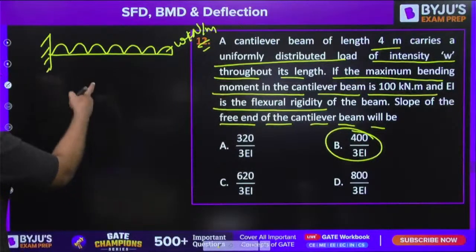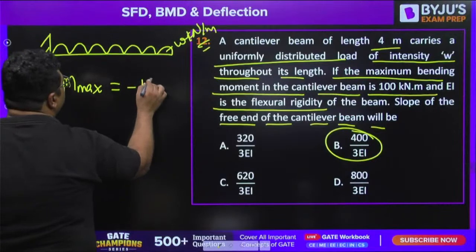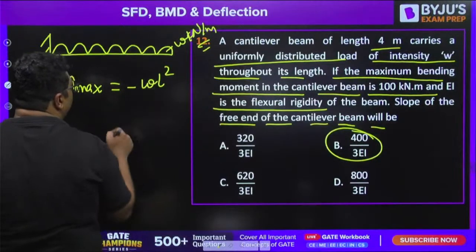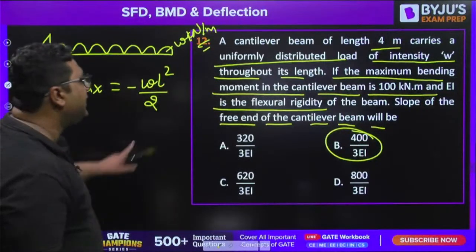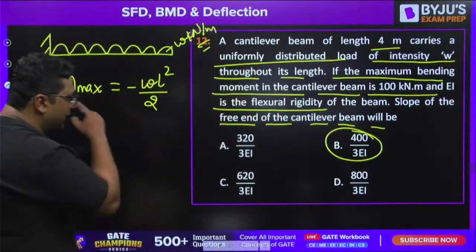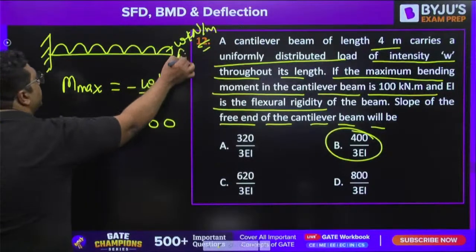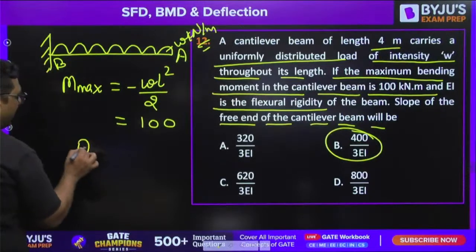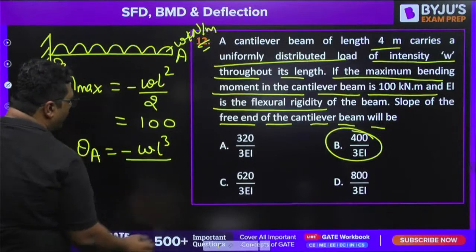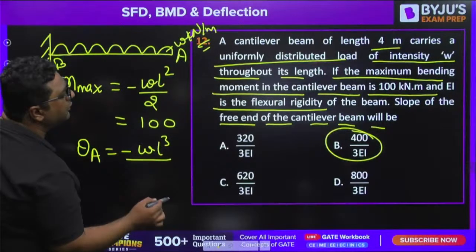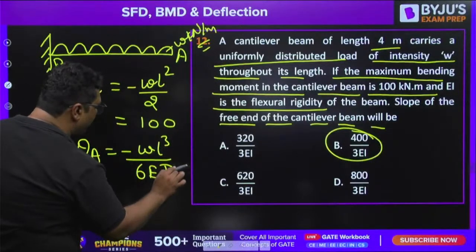So guys, if you see this, you know that the maximum bending moment at the support is minus WL square by 2. This is the maximum bending moment. And they have said that this maximum bending moment is 100 kilonewton meter. And you know slope. What will be the slope at A? We have derived the equations. It is minus WL cube upon 6EI, and deflection would be WL^4 upon 8EI.